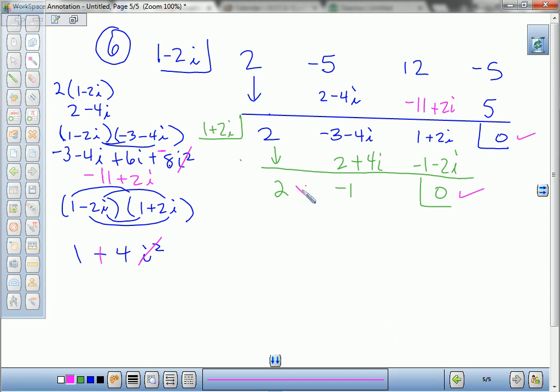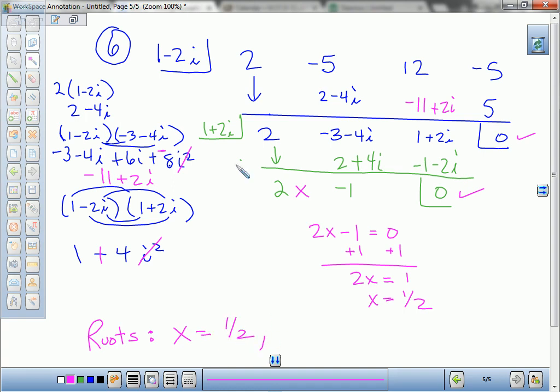Okay. The x goes here. So this is 2x minus 1. All I have to do is set it equal to 0 and solve. Move the 1 over and divide by 2. So my roots, or my zeros, depending on how they set up and ask the question, are the 1/2 I just found, the 1 minus 2i they gave me, and its conjugate, the 1 plus 2i. And that's all 3 of them.